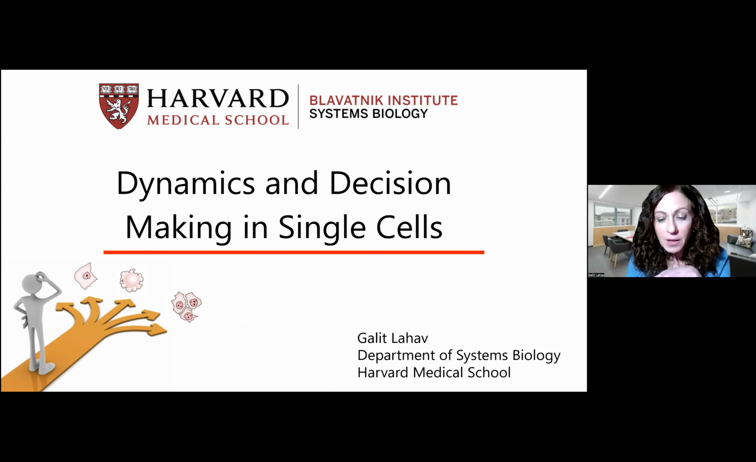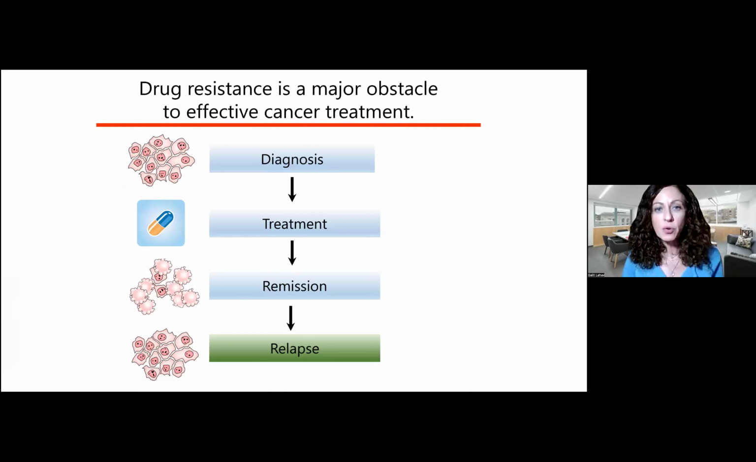Okay. So I think many of you have probably heard about the fact that drug resistance is one of the biggest obstacles to effective cancer treatment. There is a situation where there is a diagnosis, there is treatment that works very well. The treatment leads to remission, to shrinkage of the tumor, and then after days, weeks, months, sometimes years, there is a relapse. And some cells within the tumor survive the treatment and can develop into new tumors.